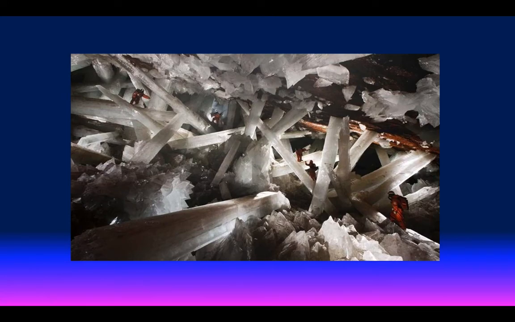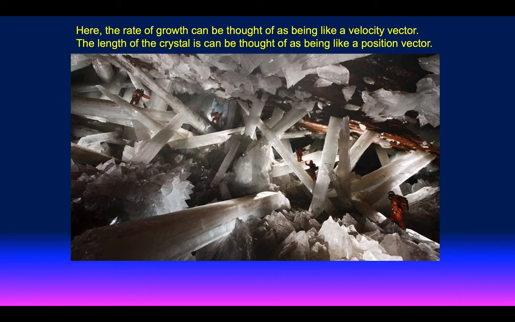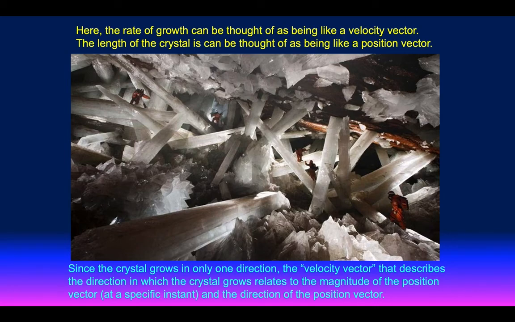So in this example, the rate of growth can be thought of as being like a velocity vector, and the length of the crystal can be thought of as being like a position vector. Now, since crystals will only grow in one direction, the velocity vector that describes the direction in which the crystal grows will end up being related to the magnitude of the position vector, how long the crystal is at a certain instant in time. And it will also be related to the direction of this position vector. So I'm just trying to say that vectors, even vectors describing different quantities, can have certain relationships among them.